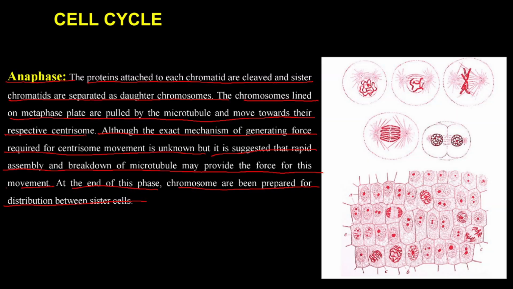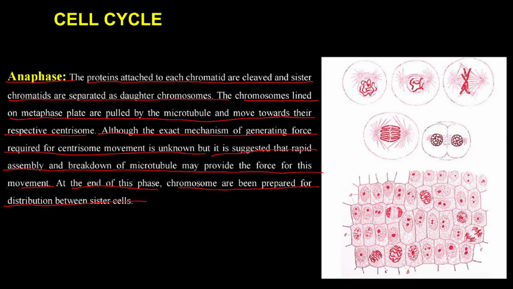Next is the anaphase. What happens in anaphase is, now the chromosomes that are arranged at the metaphasic plates in the center of the cell will be pulled in opposite directions, so that the single copy of each chromosome can be provided to each of the forming daughter cells. So the protein attached to each chromatid are cleaved, and the sister chromatids are separated as daughter chromosomes.